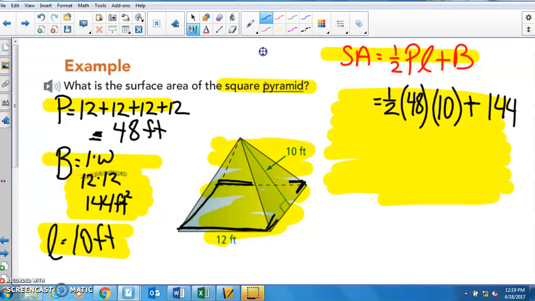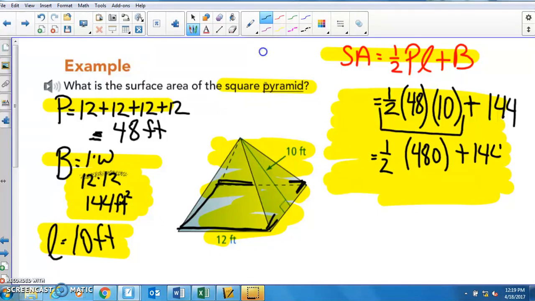Now, a common mistake is with this 1/2 right here. A lot of students, for some reason, want to multiply. In this case, they think we have to multiply 48 times 10, add 144, then divide it by 2. But what we're going to do is actually take half of this part right here. So first of all, I'm going to multiply 48 times 10. 48 times 10 is 480. So when we take half of 480, you get 240.